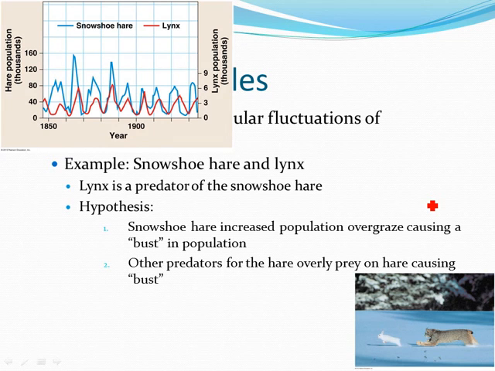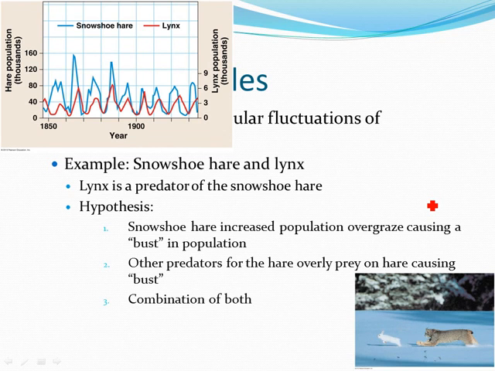The other one is the one that we talked about, where there are these predators, not only the lynx but other predators also, and there are so many hares around that predators overly prey on the hare, causing the hares to crash in population, right? That's the one we just talked about. So there are these two hypotheses, and the third one is a combination of both. Maybe it's a little bit of both.